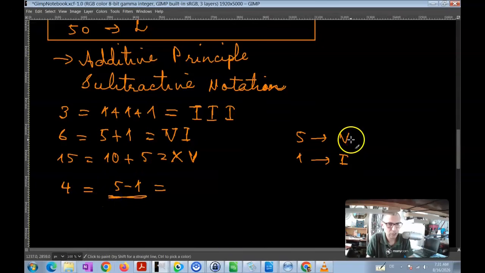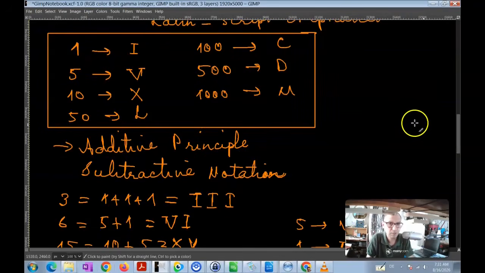In order to do subtraction, I will put the V, which represents a 5, over here, and then the 1, which is being subtracted from the 5, I will put before the V. This means that this 1 is being subtracted from this 5, which means a 5 minus a 1 is equal to a 4, right? Or, for example, you know that a 10 is an X. So an X is a 10.